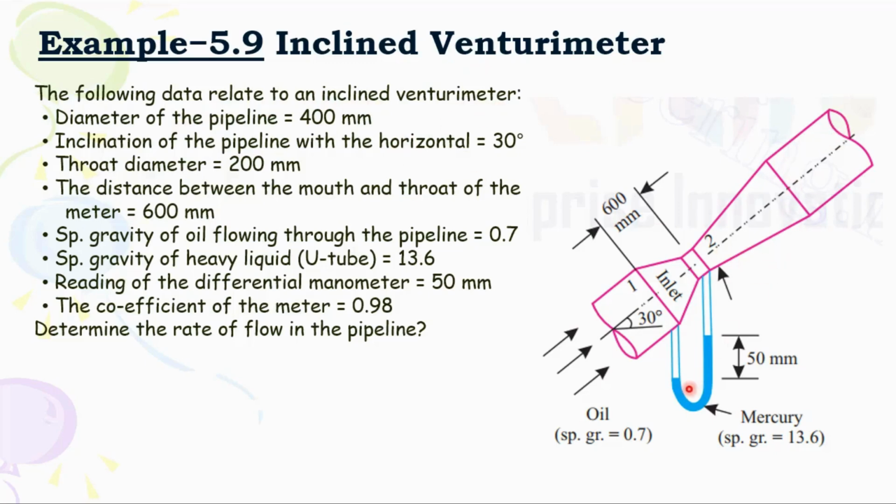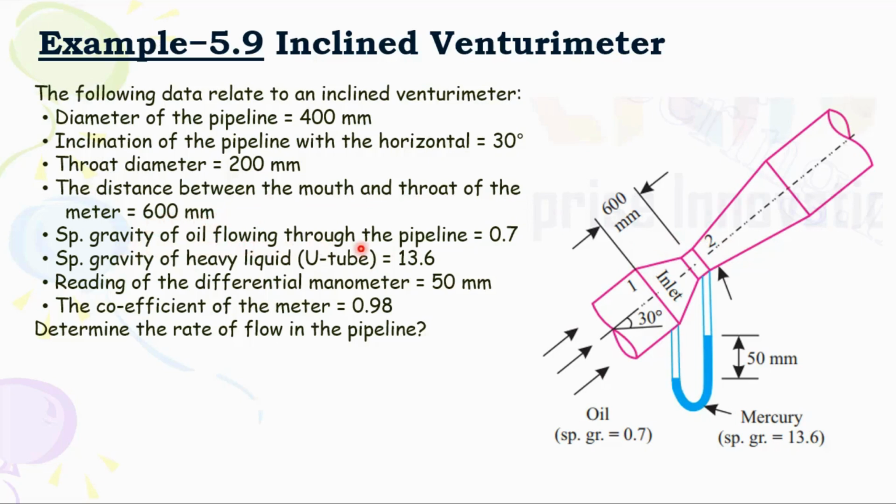This is an inclined venturimeter. The diameter of the pipeline is given as 400 millimeter. So this is the pipeline. Here the same dimension, but here you have the throat. So the throat diameter is given. Inclination of the pipeline with horizontal is 30 degree. So this is inclined at 30 degree. The distance between the mouth and the throat of the meter is 600 millimeter. So the distance between the throat and the inlet of the pipe is 600 millimeter.